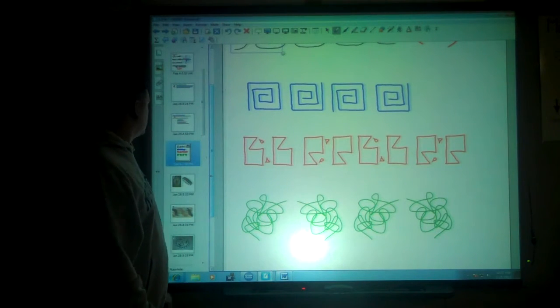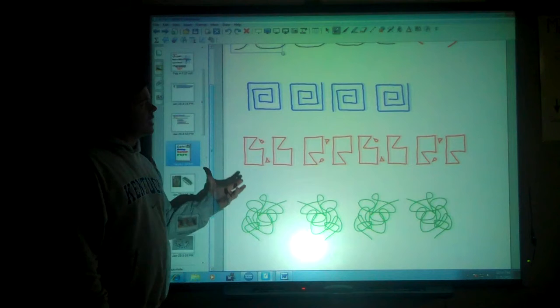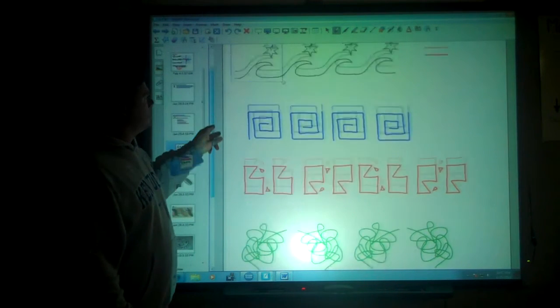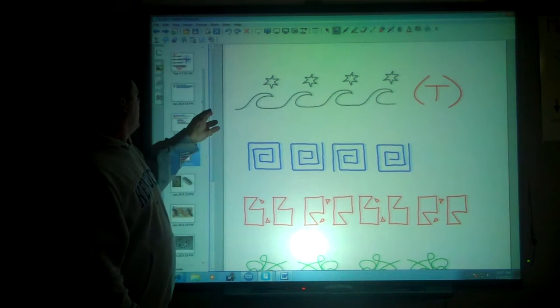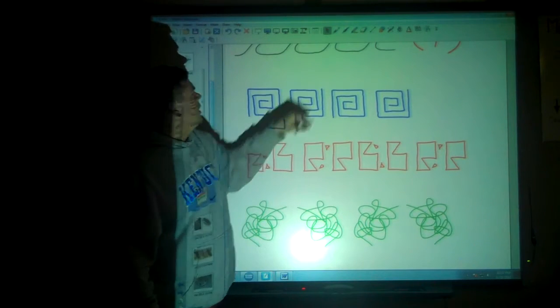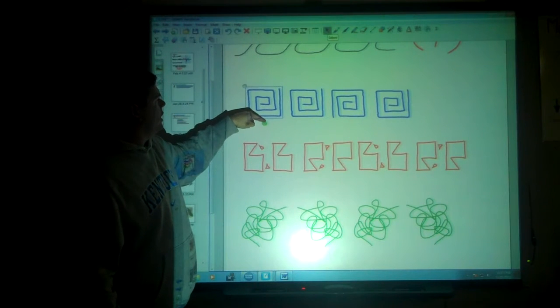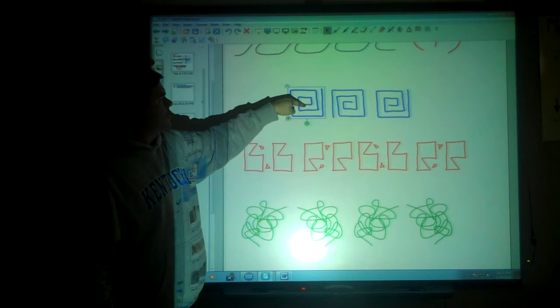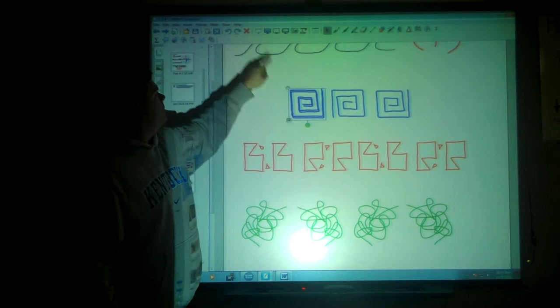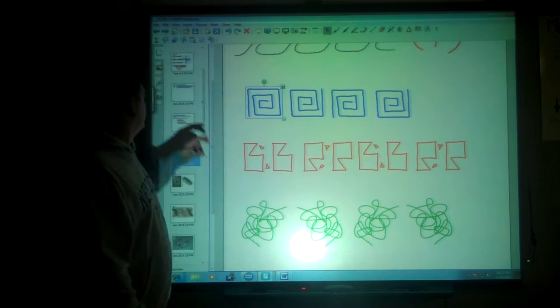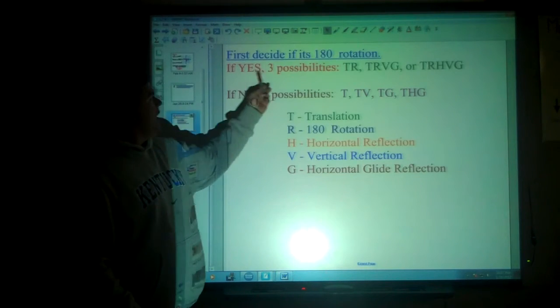All right. The next one, we want to ask again, do we have any rotation? So we take our object and we try to rotate it 180 degrees. So I spin it 180 degrees, and sure enough, it looks like it fits. It's the same. So at that point, we have decided that that's a yes. It does. Yes, it has.